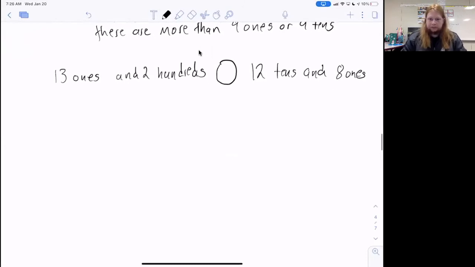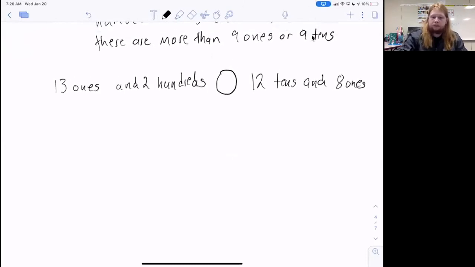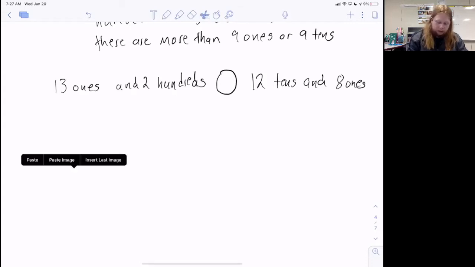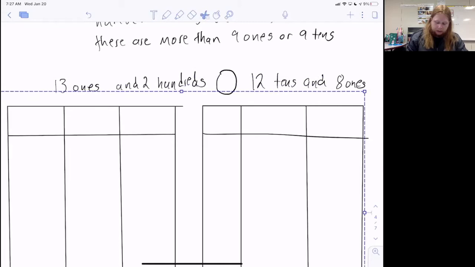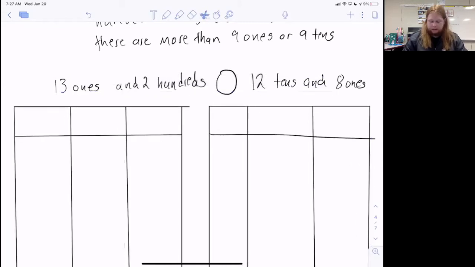So let's look. In this problem, we have 13 ones and 2 hundreds. And we want to figure out if it's greater than, less than, or equal to 12 tens and 8 ones. So this is really hard to look at just this way because there's more than 10 ones, they're out of order, and there's more than 10 tens. So what I'm going to do is create a place value chart, and we're going to use the disks to find it.